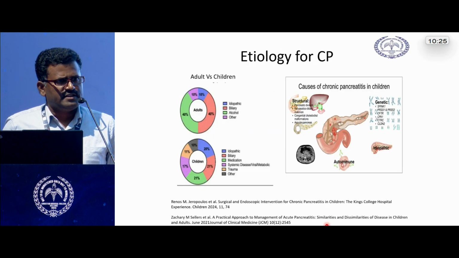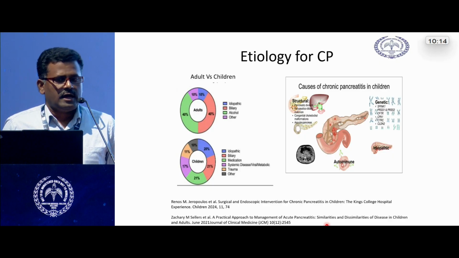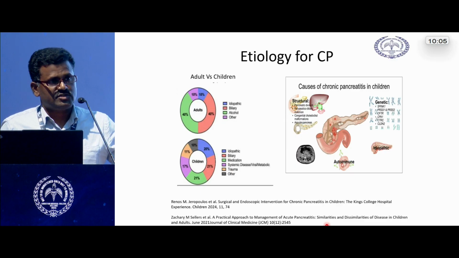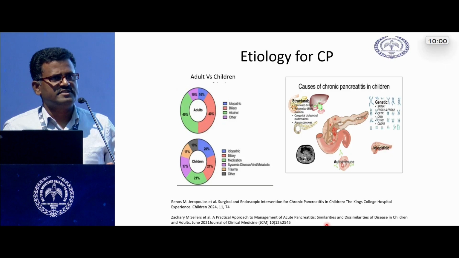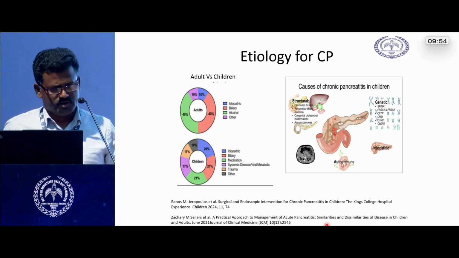Etiology of CP in children is totally different from adults, where in adults it's more of alcohol and biliary obstruction, but in children there are a variety of causes. However, genetics and structural causes play a major role. Genetics, particularly SPINK1 mutation, PRSS1 mutation, and CFTR are more common. And as far as structural obstruction is concerned, in children it's more of congenital anomalies like pancreas divisum, pancreaticobiliary maljunction and choledochal cyst. However, in adults, it's more of stricture or a tumor.